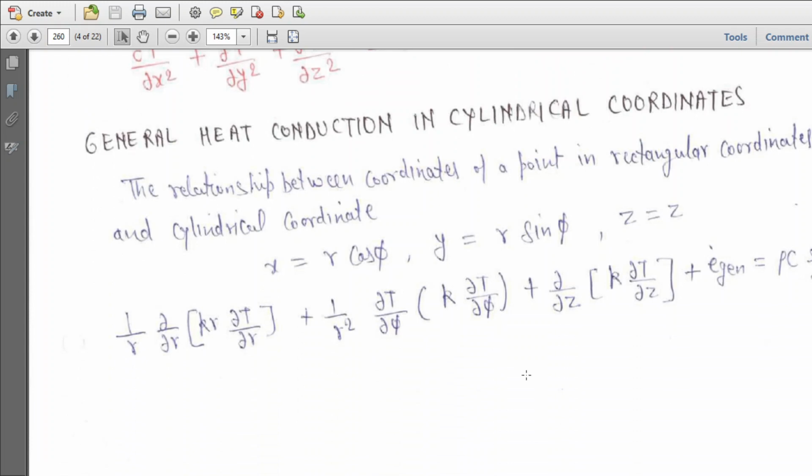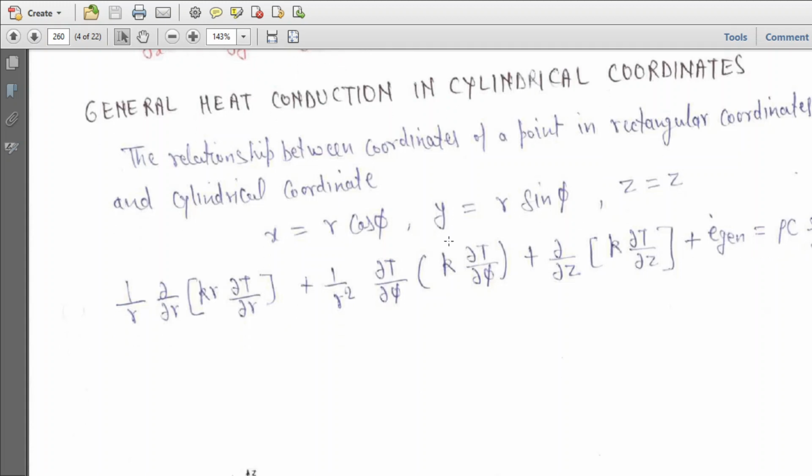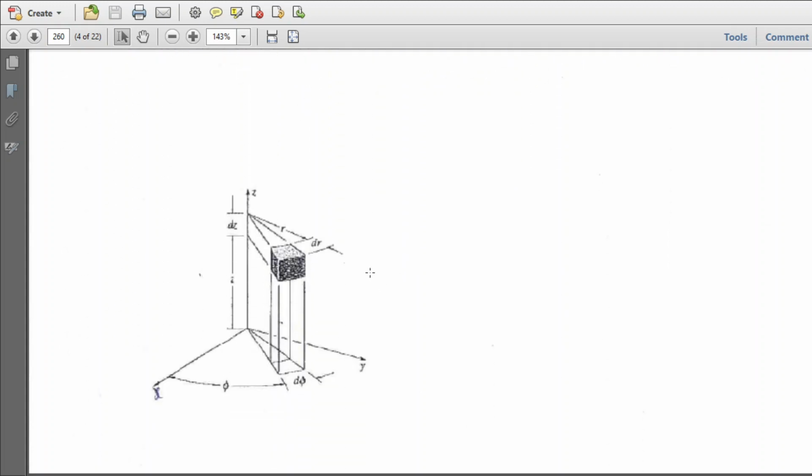Now in case of a cylinder, just make these changes: x = r cos φ, y = r sin φ, z = z. So you will end up with this equation: (1/r) ∂/∂r (k r ∂T/∂r) + (1/r²) ∂/∂φ (k ∂T/∂φ) + ∂/∂z (k ∂T/∂z) + E dot generation = ρc ∂T/∂t. So this is, you can say, the differential volume in case of a cylinder.